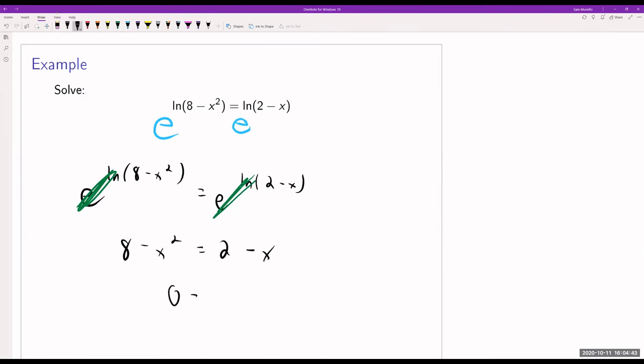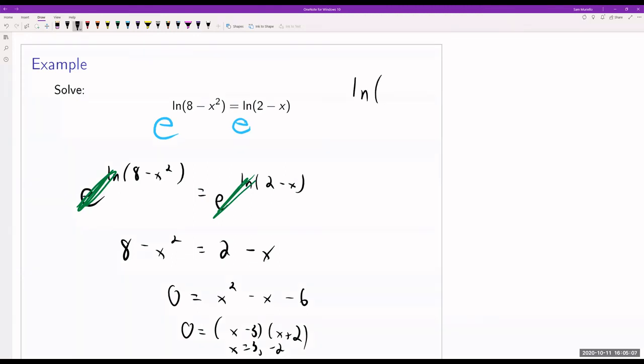We'll move everything over. x squared minus x minus 6 looks like it will work. So (x minus 3)(x plus 2), which means x should be 3 and negative 2. We'll plug these numbers back in and make sure we haven't done anything that's not allowed.